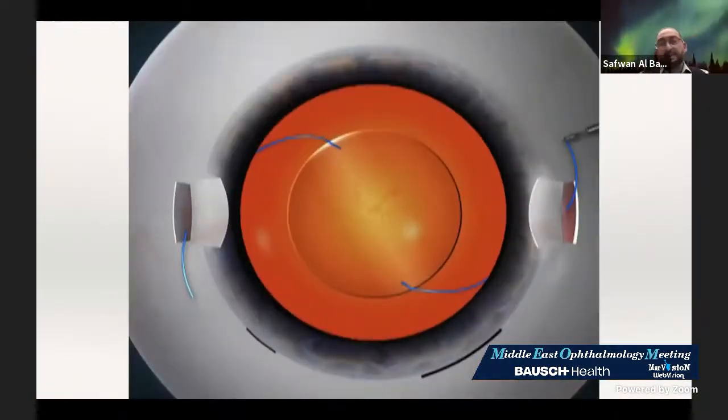Now, that's what Dr. Ashvin discussed, and it's very clear. The issue is how it's in reverse to scleral fixation.